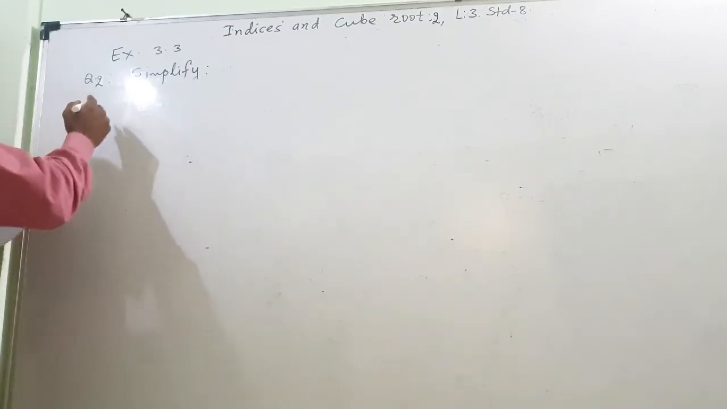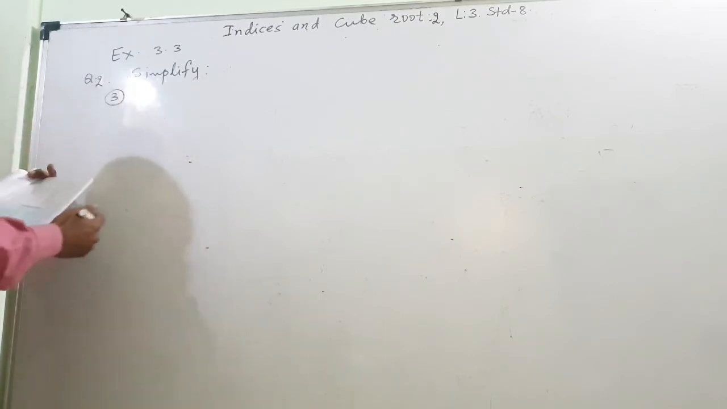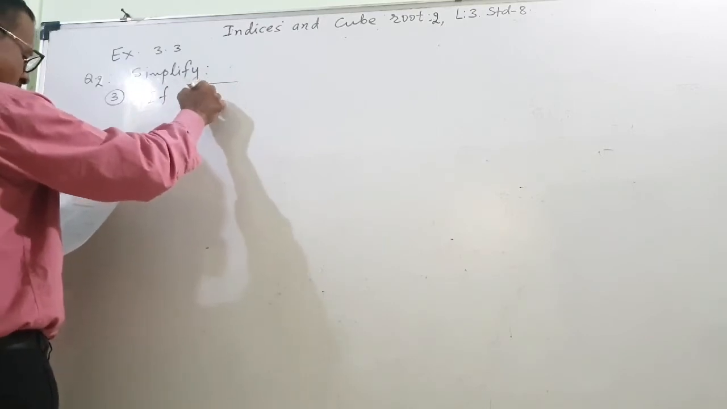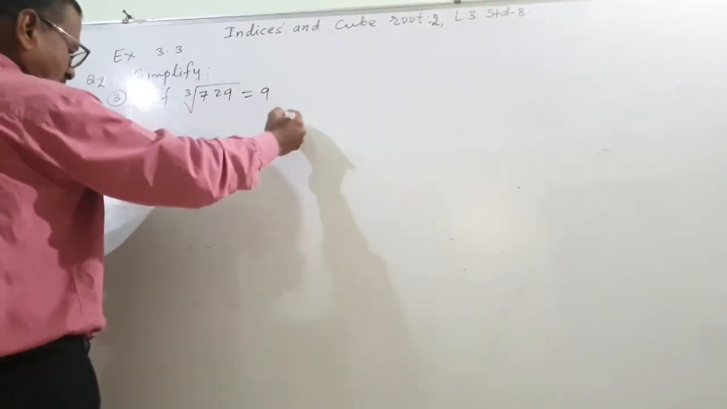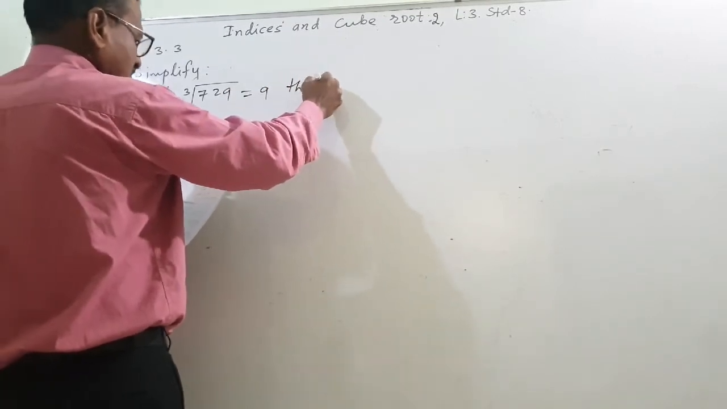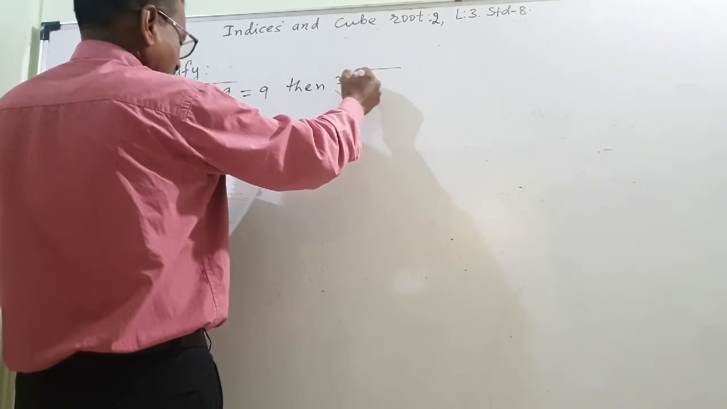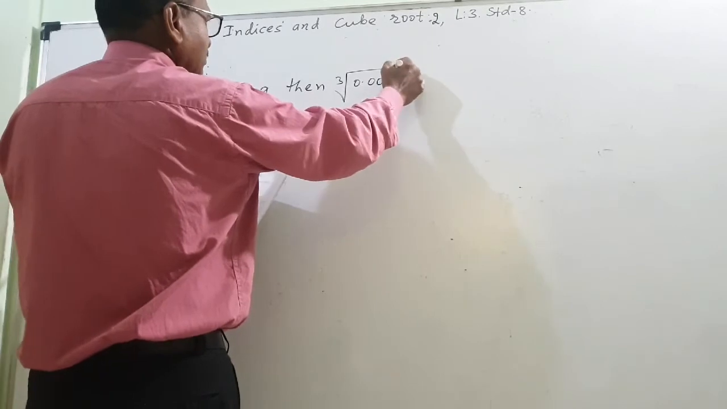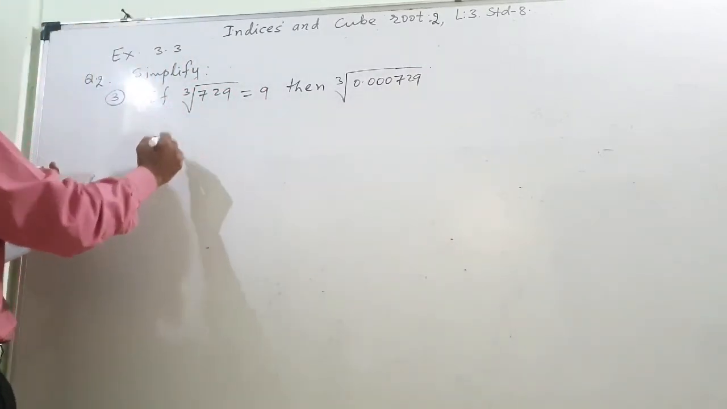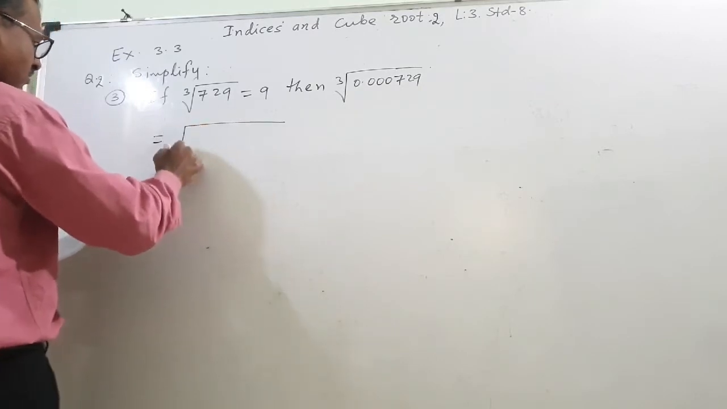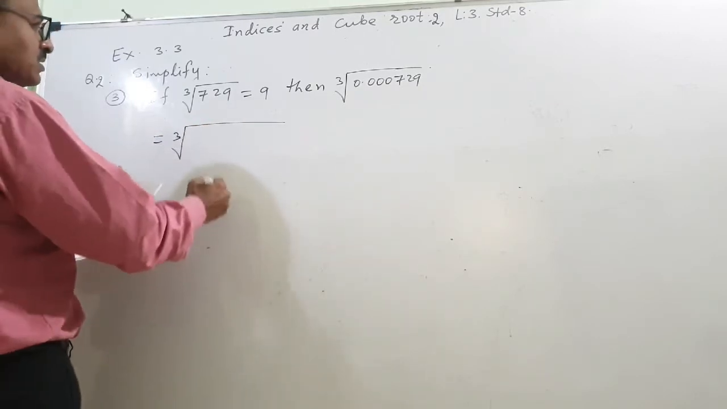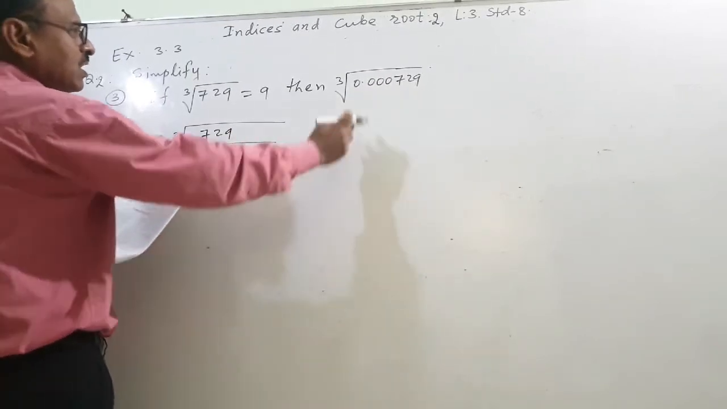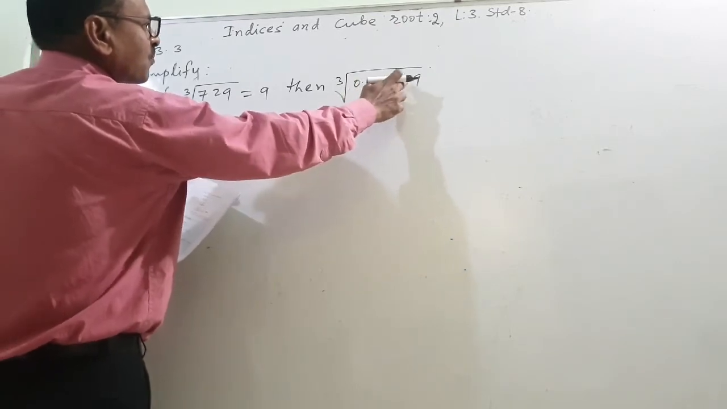Then third sum. If cube root of 729 is equal to 9, then cube root of 0.000729, that is equal to cube root of, this is 729 upon how much? 1 2 3 4 5 6.